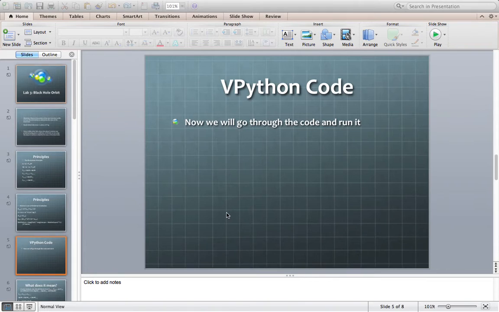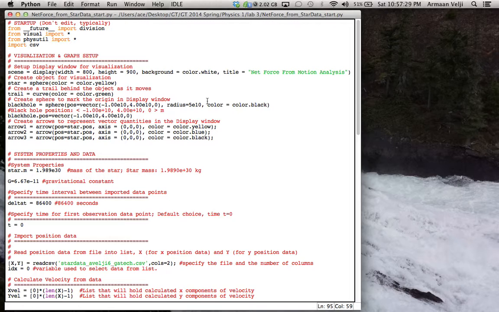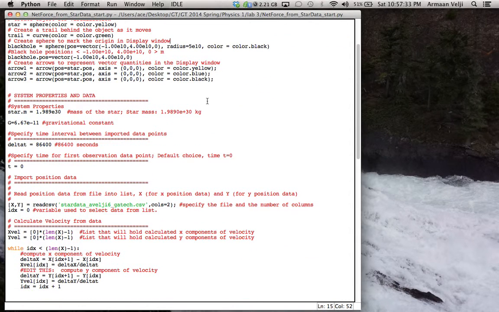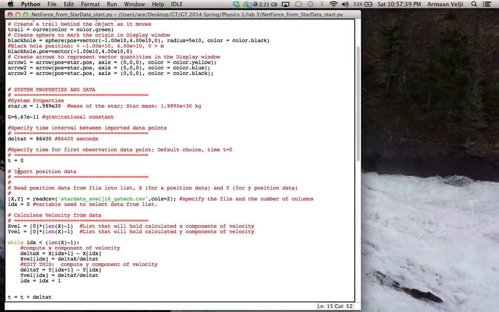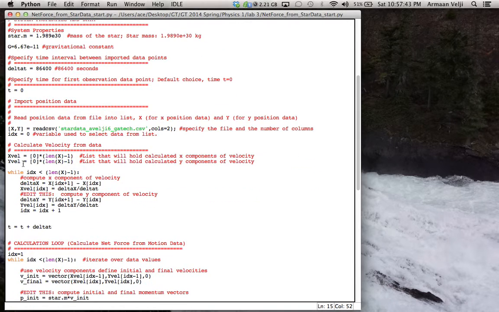Now we'll go to the VPython code. Here is the code that I uploaded. First, I changed the mass of the star and added the gravitational constant. I also changed the delta t and the time, which is equal to 0, from the initial conditions that I was given. I read the CSV file that I was also given.